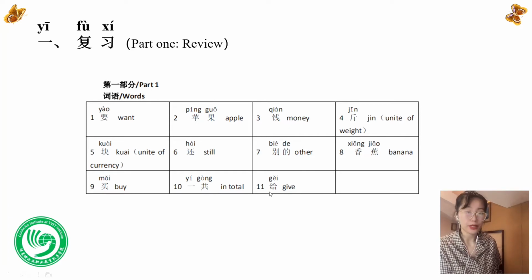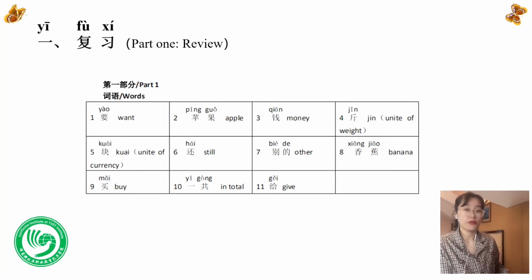Let's repeat again. Okay, the first one, 药 and second one, 苹果, and then 钱, 斤, 快, 还, 别的, 香蕉, 买, 一共, 给. Okay, very good.